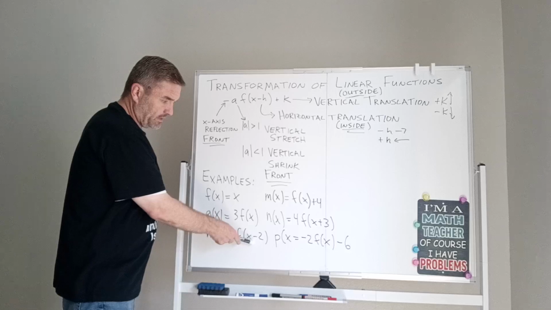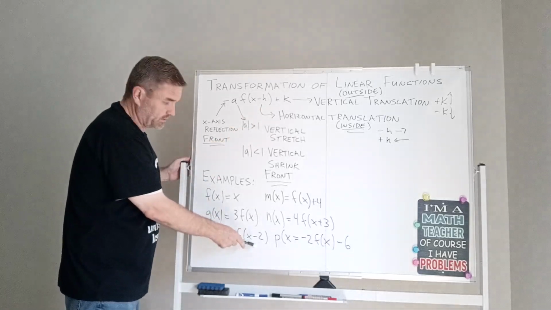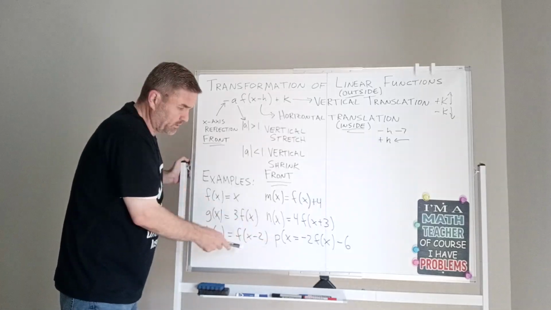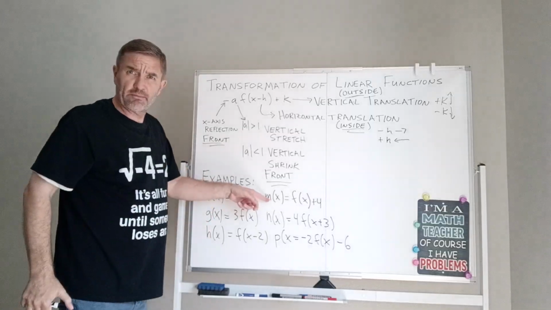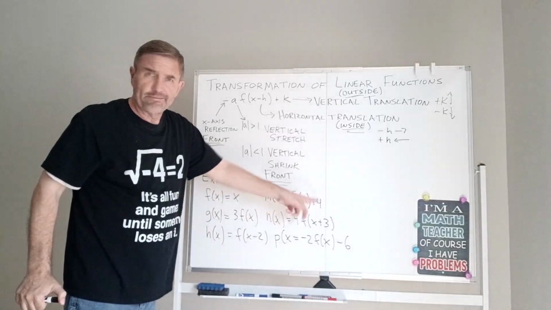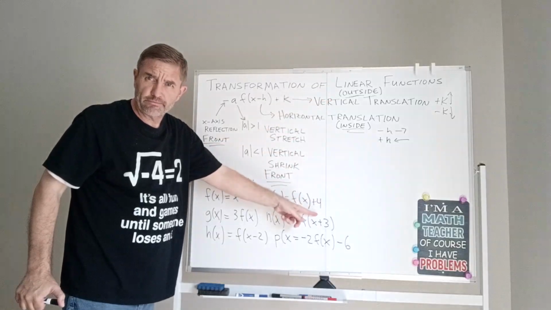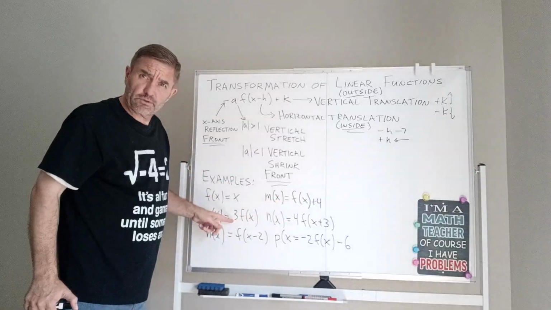Now here, this is inside. Notice it's inside, so that's a horizontal translation. Well, negative 2 is really right 2. And that's how you would describe it, right 2. Then you have right here, m of x, f of x plus 4. Notice where the plus 4 is. That's outside, so that's up 4. So right 2, up 4, vertical stretch by 3.